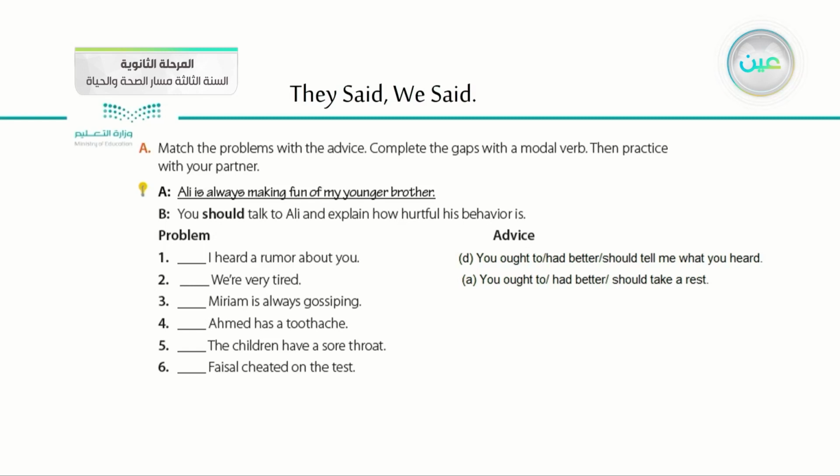Number 3, Maryam is always gossiping. She shouldn't talk about other people. Why here did we use "she shouldn't talk about other people"? She shouldn't. We haven't used the 3 expressions because we've said that we use ought to, or ought not to, only in formal situations.